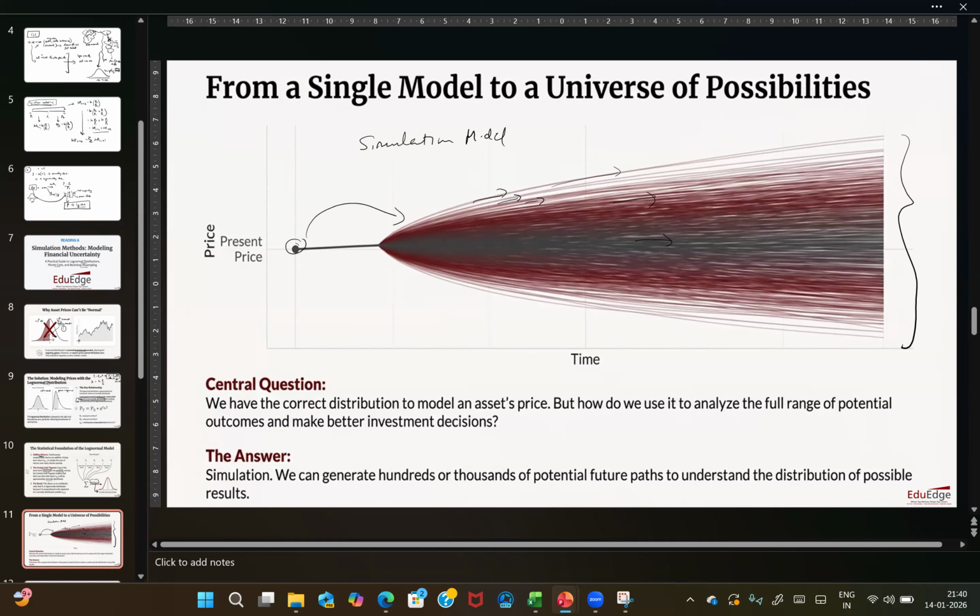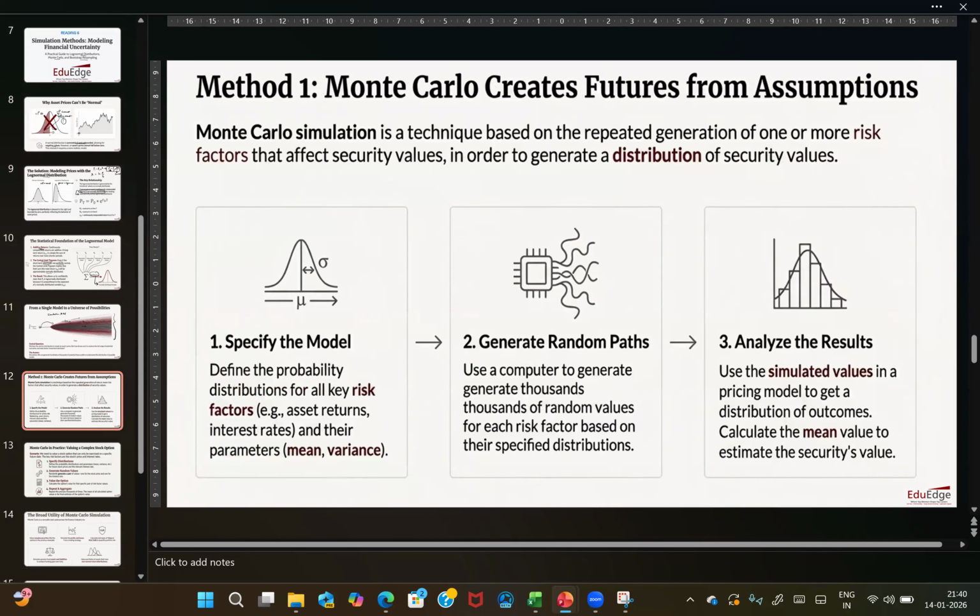So the question is, how do we do this and how do we generate these paths? So method one is to use the assumption of a distribution and generate futuristic paths based on those assumptions. And that is what Monte Carlo simulation is all about. So in Monte Carlo simulation, you're going to specify the model, which means you're going to define the distribution of your asset price. So define asset price distribution, which essentially means that you need to define your asset return evolution, which means how does the asset return evolve.